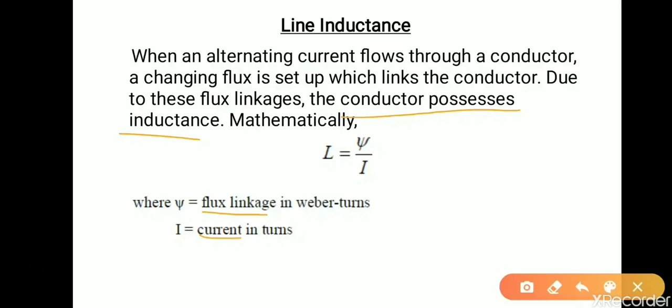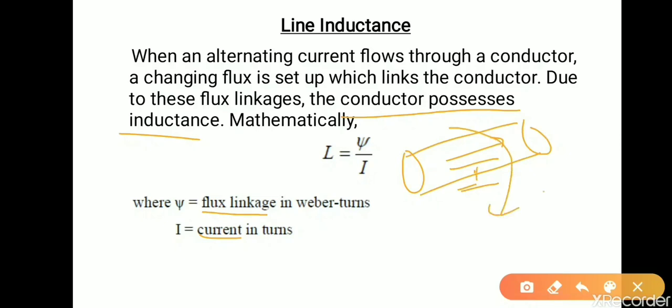Suppose we have a conductor, and it is carrying an alternating current, that is I. Due to this current, a magnetic field will be produced around the conductor, and hence a magnetic flux. This magnetic flux will link with the conductor, and hence it produces what? Inductance. That is this.